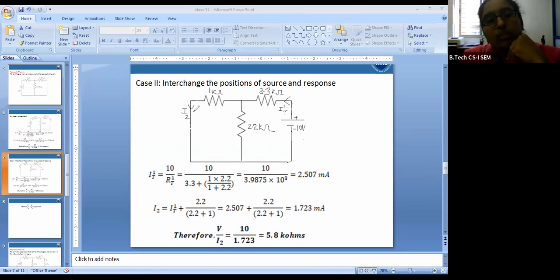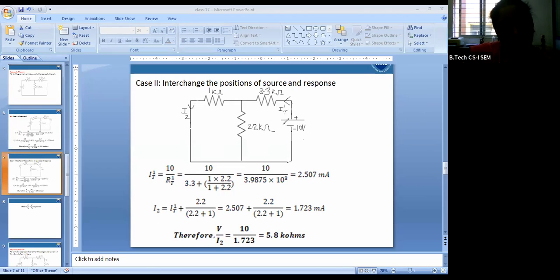In case 2, what is the response? I2. So here again the same: analyze this circuit and find the current I2. We can solve this circuit either by mesh analysis, nodal analysis or current division. I'm going for the simple one, current division. The current I2 is the current in 1K. I find the total current coming from the supply here, let us say IT dash. It is just a different notation because previously in case 1 we had taken IT.